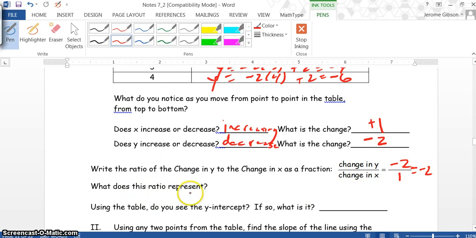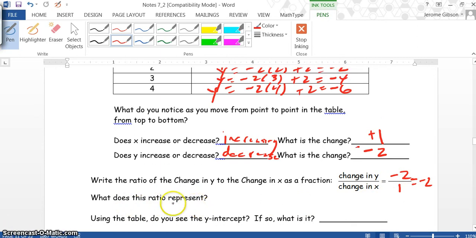Now, what does this represent? What does this ratio represent? It represents the slope. The change in y over change in x is the slope. Use the table. Do you see the y-intercept? If so, what is it?